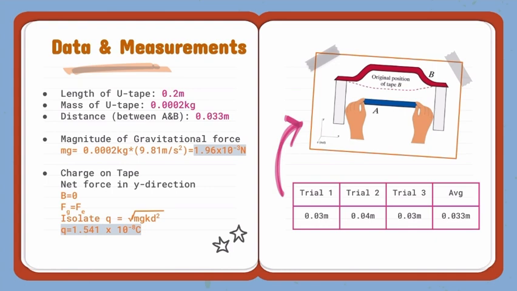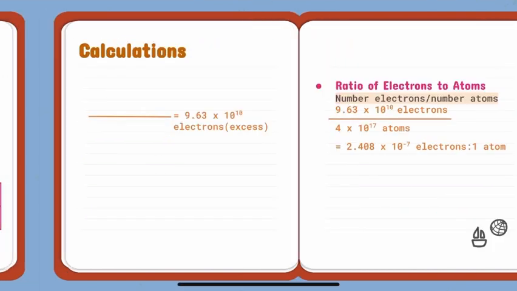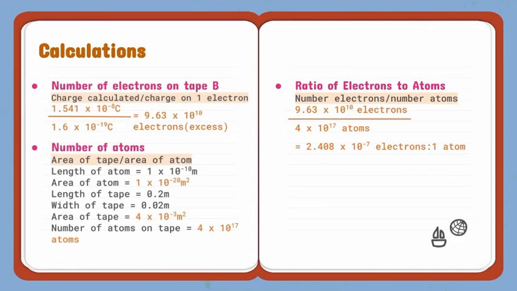I then set this value equal to the electric force so I could isolate and solve for the charge of the tape, Q, which was 1.54 times 10 to the negative 8 coulombs. Next, I calculated the number of electrons on tape B by dividing the charge of the tape that I calculated by the charge of one electron.